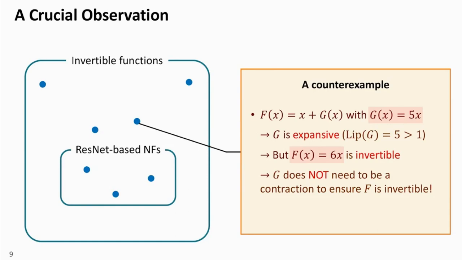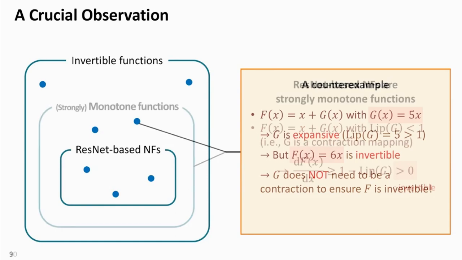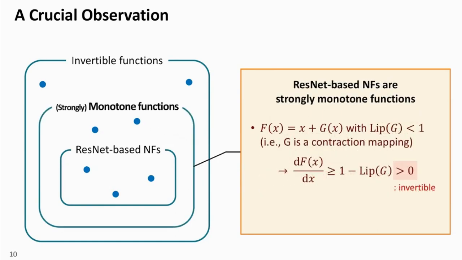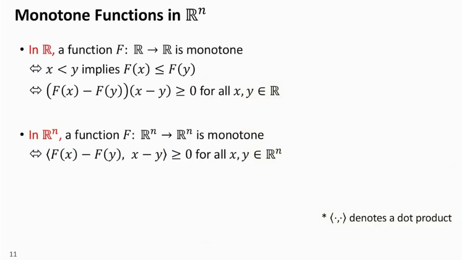Why? Because f is an increasing function. In fact, every residual-based NF is an increasing function since f has a slope lower bounded by a positive number. We can generalize this argument to higher dimensional spaces by defining monotonicity using the dot product. Then we have roughly the same property as in 1D.